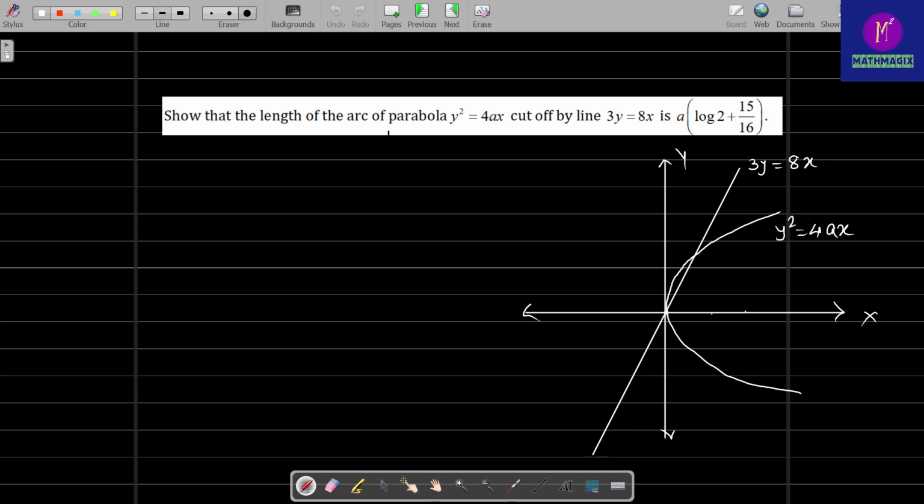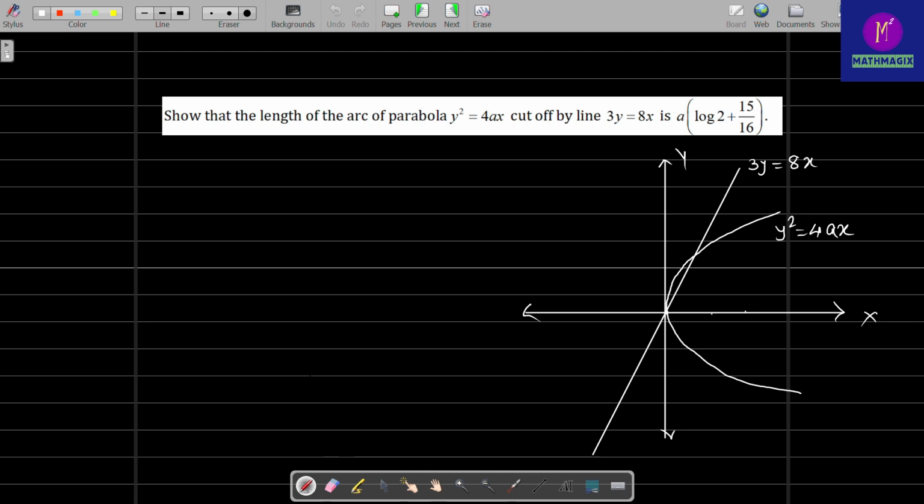Show that the length of the arc of the parabola y square equals 4ax cut off by the line 3y equals 8x is a into (log 2 plus 15/16). In this example, we need to first draw the diagram. So here we have a diagram.